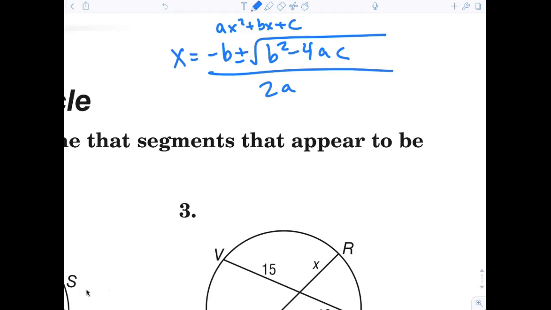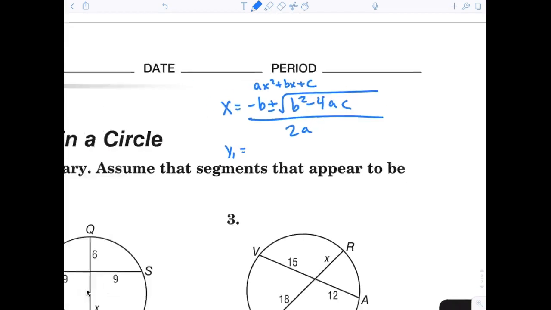If all else fails and you forgot the quadratic formula, I want to remind you how you can type it into y1 and find the x-intercepts. That's the other technique. Does everybody remember that? The x-intercept is the zero. You can graph the quadratic and find where it crosses the x-axis, and that will be your solution also.